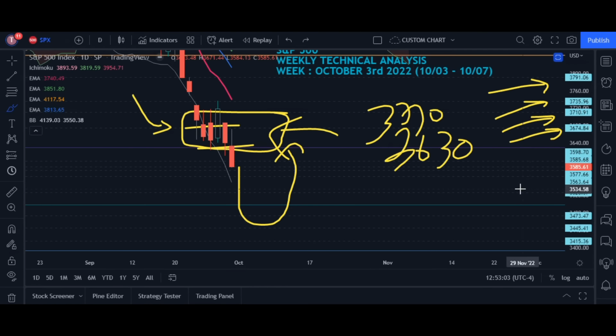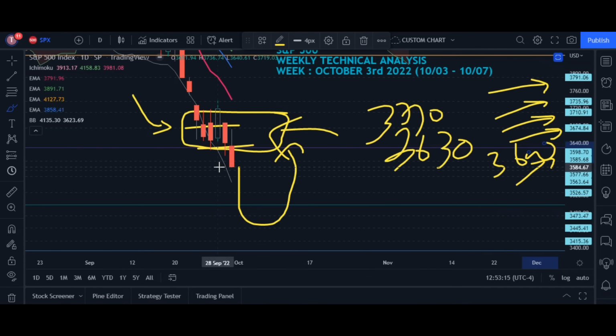Now let's talk about the support. There is one more resistance at 3600. Then comes 3585, a good support. So 3600 is a resistance, and 3585 is a good support. Then we have 3577 support, 3563 support, 3525 support, and then the next support at 3500 itself.